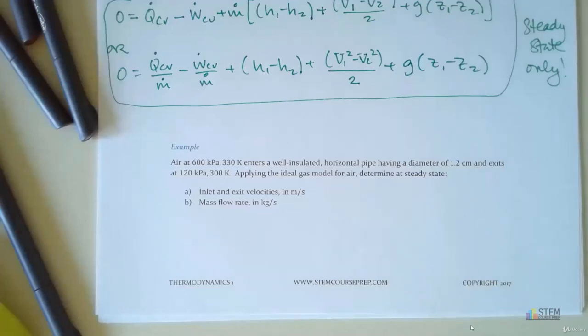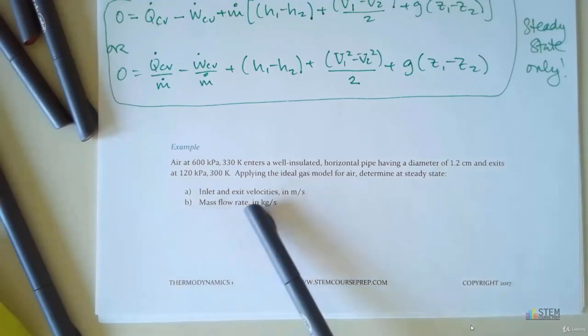In this example, we are going to have air that is at a pressure of 600 kilopascal and a temperature of 330 kelvins. It's going to enter a well-insulated horizontal pipe having a diameter of 1.2 centimeters, and it exits at a pressure of 120 kilopascal and 300 Kelvin. We're going to apply the ideal gas model for air, and we're going to determine at steady state the inlet and exit velocities and the mass flow rate.